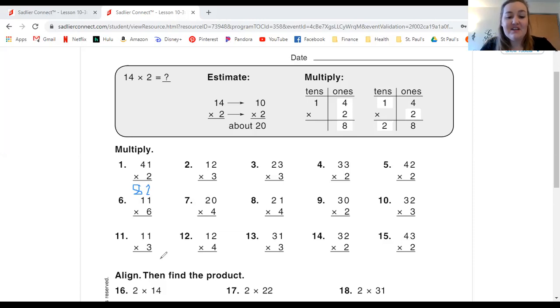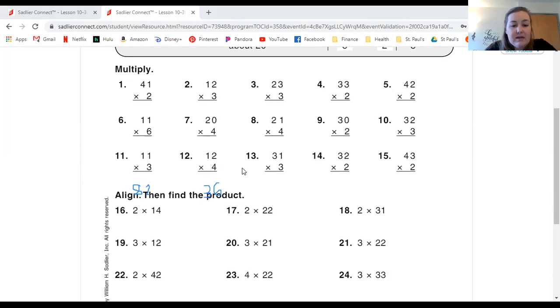Okay, let's go to number 2. I'll help you with the next one. 2 times 3 gives us 6. And 1 times 3 gives us 3. So you see how I go about that? Start from the right, go to the left. Otherwise, you're going to get yourself confused.